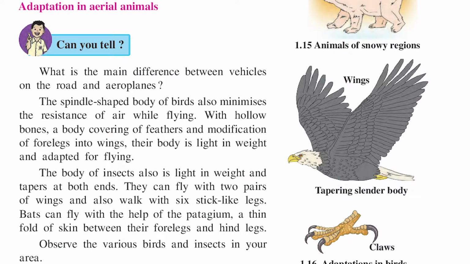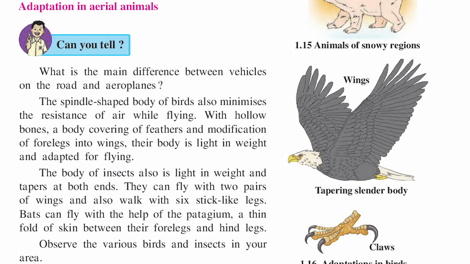Adaptation in aerial animals. What is the main difference between vehicles on the road and aeroplanes? The spindle-shaped body of birds also minimizes the resistance of air while flying. With hollow bones, a body covering of feathers and modification of forelegs into wings, their body is light in weight and adapted for flying. The body of insects also is light in weight and tapers at both ends.